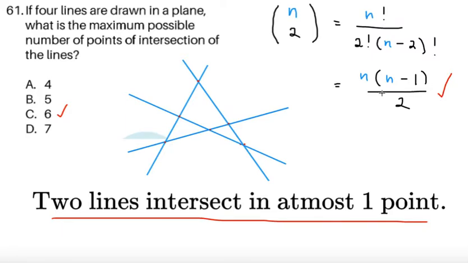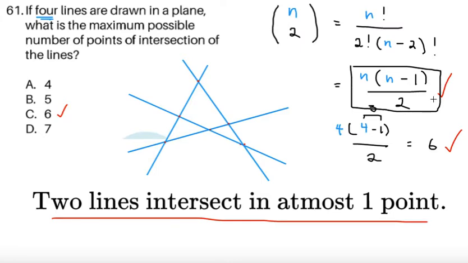Where n is the number of lines. Now since n in this case is 4, we're going to substitute 4 into n. So we're going to have 4 times 4 minus 1 over 2. Now 4 minus 1 equals 3. So 4 times 3, that's 12. Divided by 2, we're going to get the answer of 6. So since I would have 6 pairs of lines, there is a maximum of 6 intersection points. So do remember this formula, n times n minus 1 all over 2. That's going to give you the maximum number of points of intersection of n lines.